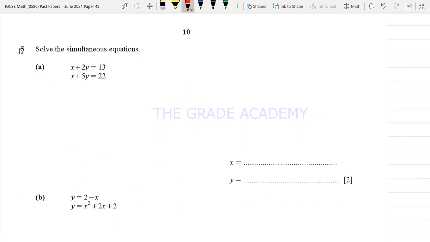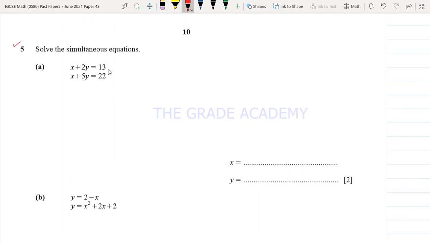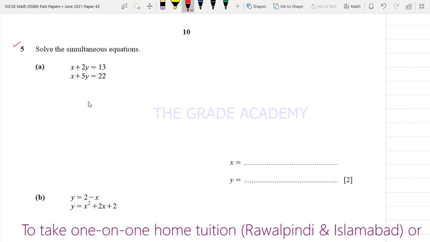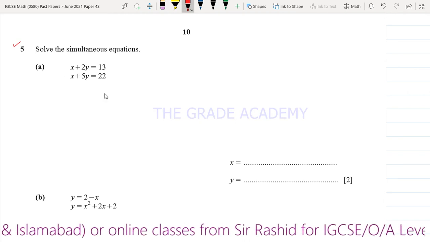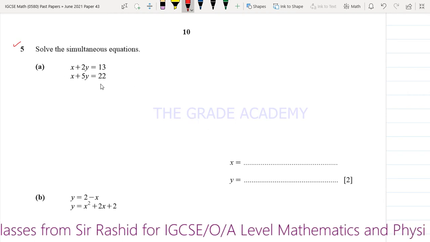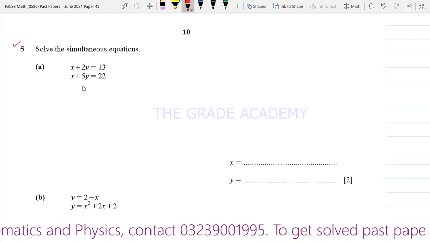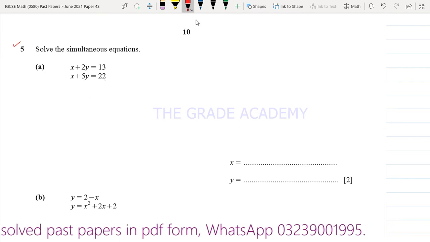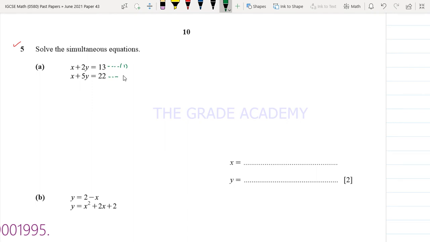Now question number 5. Solve the simultaneous equations x plus 2y is equal to 13 and x plus 5y is equal to 22. So here we can see that both the x terms are same in both the equations. So we can easily solve these two equations simultaneously by elimination. If we subtract the second equation from the first equation, we get the value of y, and by putting the value of y back into any of the equations, we get x. Okay, so let us call this equation 1 and this equation 2.